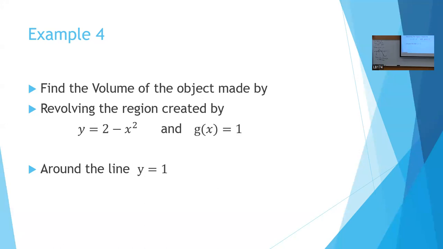Alright. So that's what happens when you revolve around a line that's not x equals 0 or y equals 0, right? You have to adjust your radius appropriately.